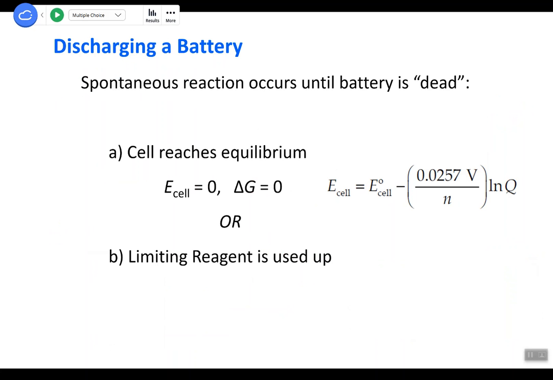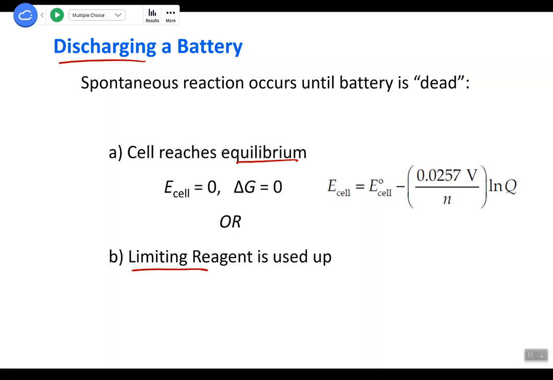So as we've mentioned throughout our conversation on redox reactions, when a battery is discharging, it's acting as a voltaic cell. It's a spontaneous reaction which causes the flow of electrons. And this is going to happen until the battery dies. And we all know what that is like when the battery dies. It's kind of disappointing. There are two ways that a battery can die.